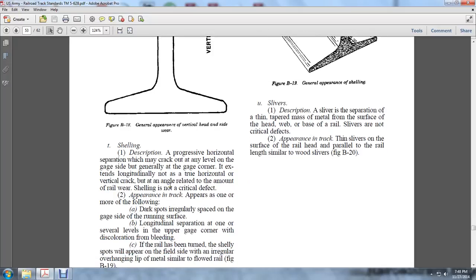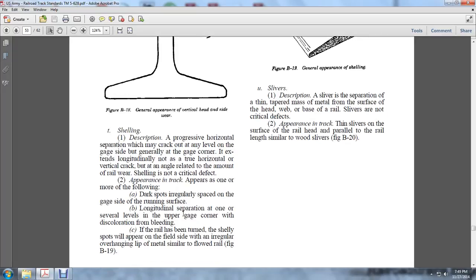Defect: appearance in the track. Appearance of one or more of the following: dark spots irregularly spaced on the gauge side of the running surface. Longitudinal separation at one of several levels of the upper gauge corner. The discoloration from the bleeding. The rail has been termed shelly. Shelly spots will appear on the field side of the irregular overhanging metal, similar to a flowed rail.